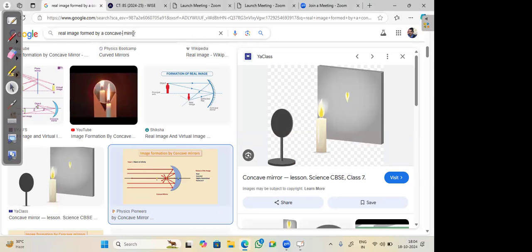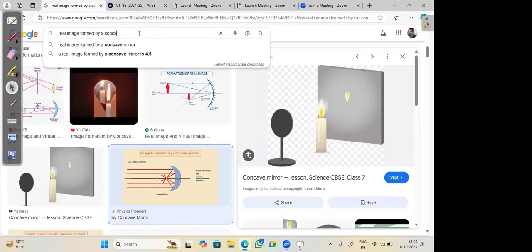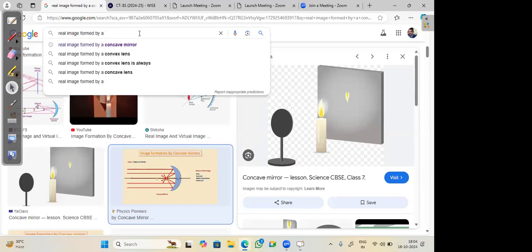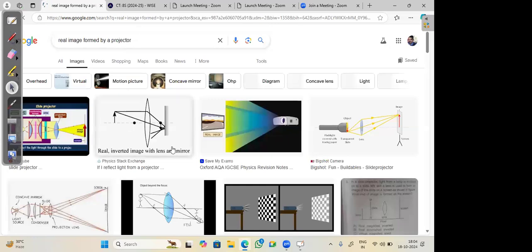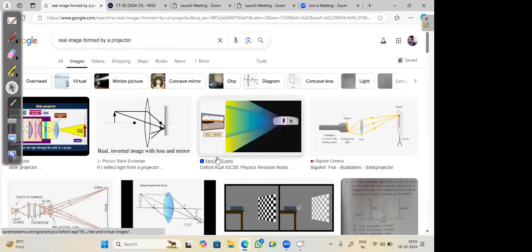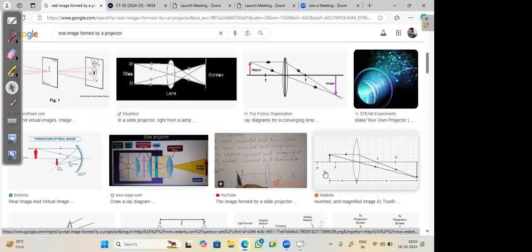We'll see the image formed by a projector. A plane mirror cannot form a real image. What about the image formed by a plane mirror? Does it have a virtual image? Virtual? Okay, sir. The image formed by a plane mirror is a virtual image.